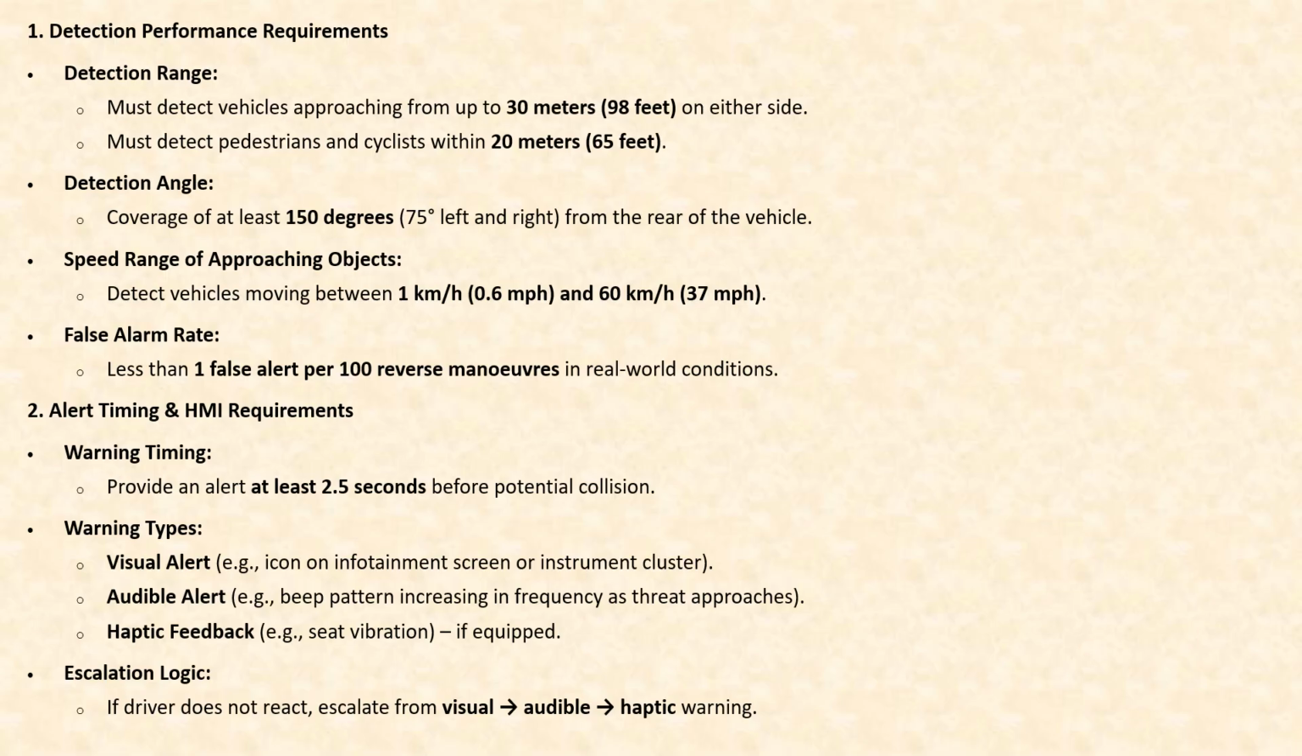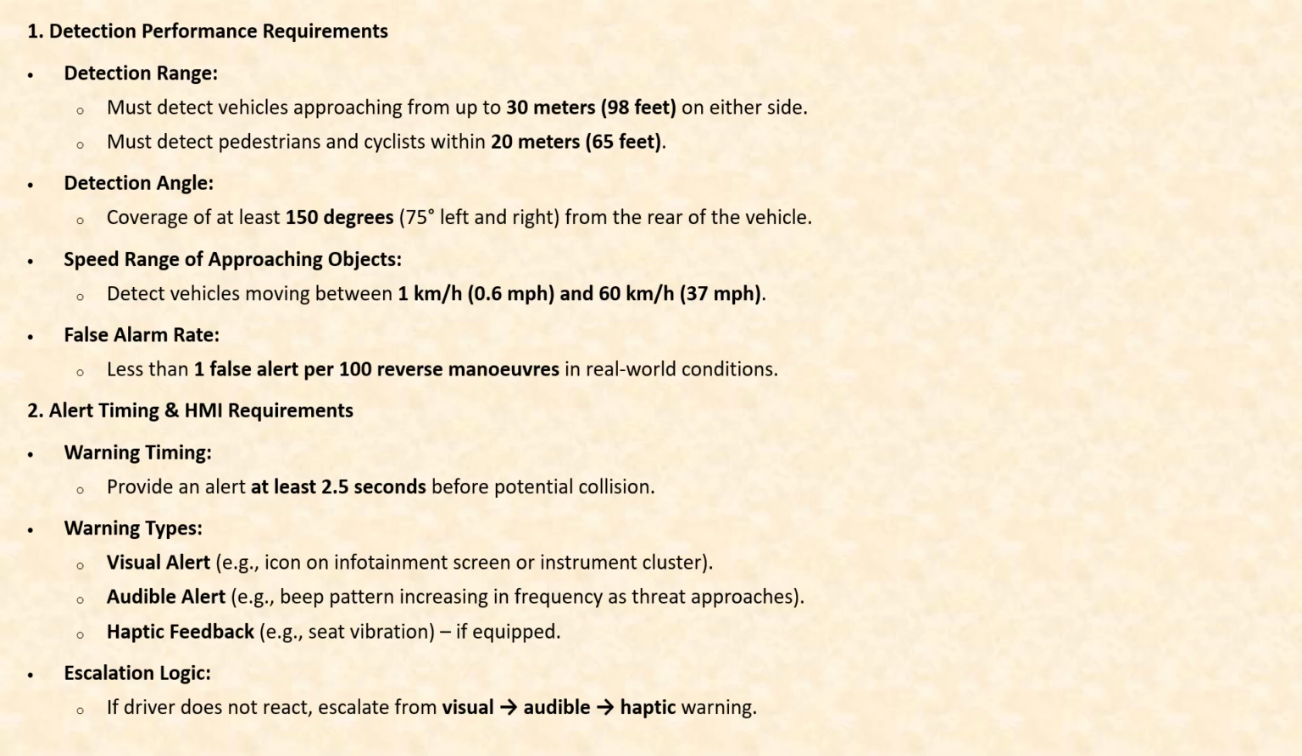Now, next is speed range of approaching vehicles. Detect vehicles moving between 1 kilometer per hour and 60 kilometers per hour. So this is the velocity range of the approaching vehicles. Next is false alarm rate. Less than one false alarm per 100 reverse maneuvers in real world conditions. Well, in ideal conditions, there should not be even one false alert. But because of the presence of mechanical and electronic parts, hardware, there is some false alarm rate.